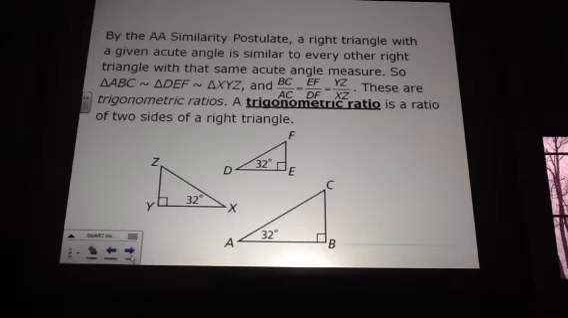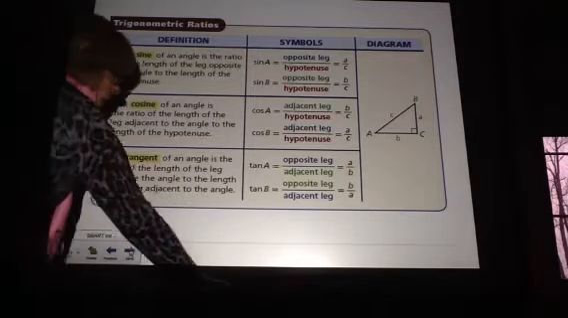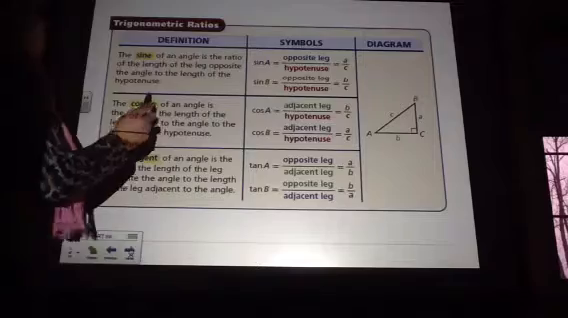These are trigonometry ratios. A trigonometry ratio is a ratio of two sides of a right triangle. So you must have a right triangle. Okay, so here are your ratios. The sine of an angle is the ratio of the length of the leg opposite the angle to the hypotenuse. Okay, so here's something that helps me. And in class tomorrow, I'll show you a video, and then I'll put it on my website, of what will help you.